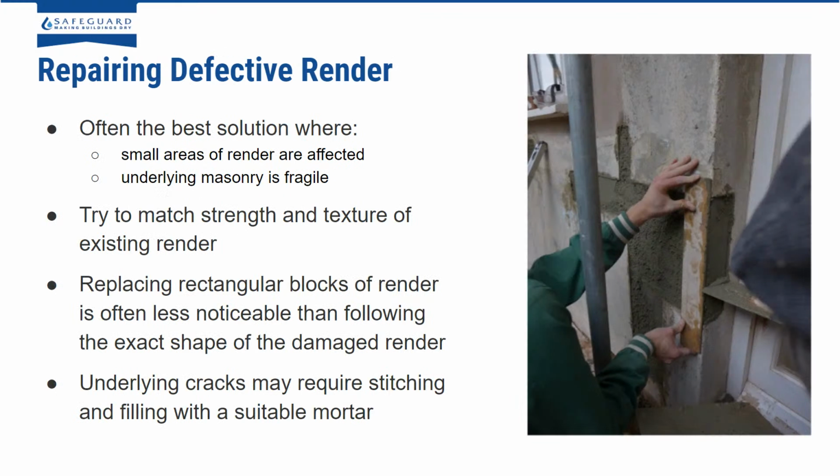In those situations, often the best solution, where possible, if there are small areas of render that are affected, is trying to fix those, but checking that the underlying masonry could also be fragile, so care must be taken. If you are trying to repair the defective render, it's about matching the strength of the existing render, so it looks in place. This can be done by replacing rectangular blocks of the render, as this is less noticeable than following the exact shape of the damaged render.